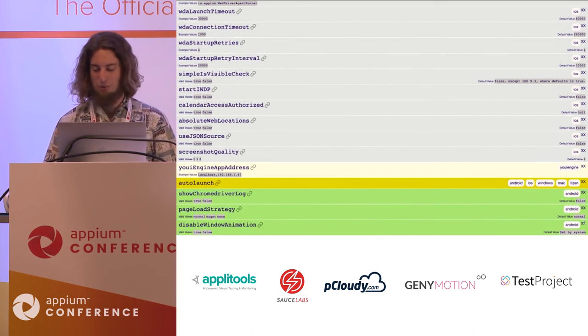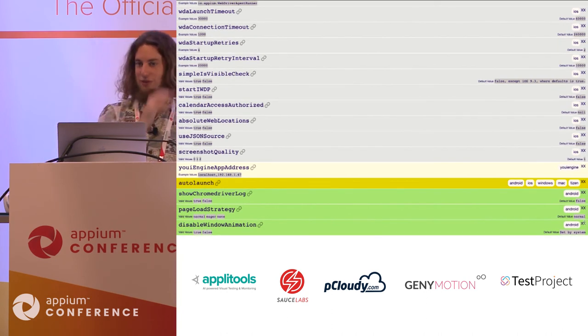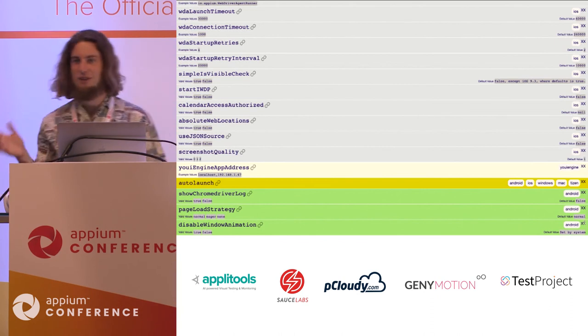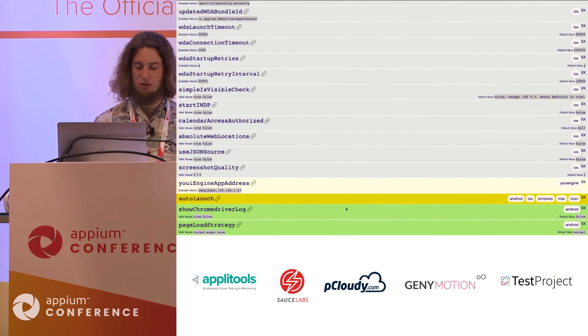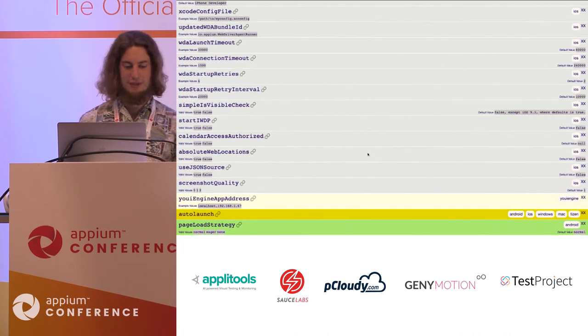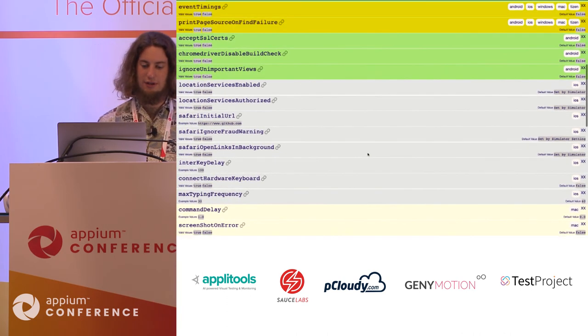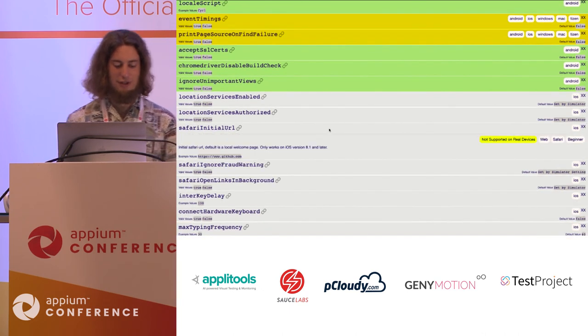Android, you can disable window animation. That'll make things run faster. But again, now it's not quite exactly the way that most of your users are going to use your app. Show Chrome driver log. That's more logs. Safari initial URL. That's kind of neat.